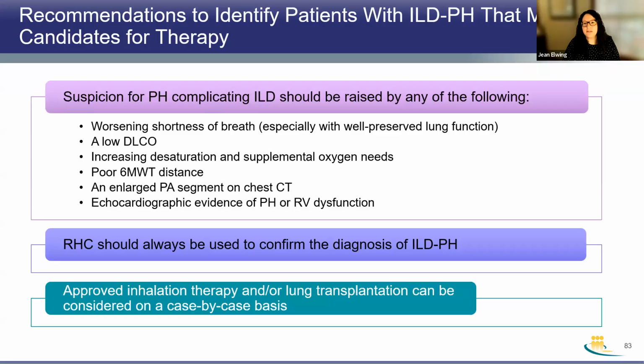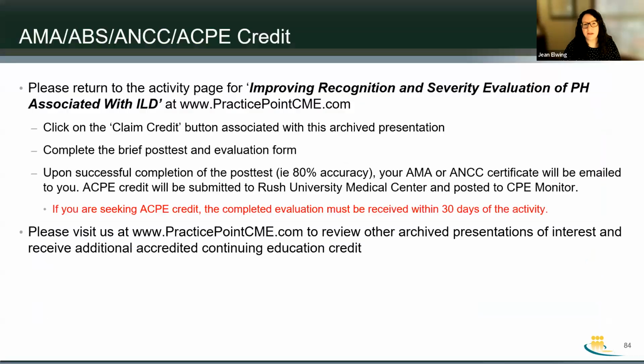So recommendations to take home: when you have suspicion, we need to look further for pulmonary hypertension and use right heart catheterization to confirm this condition. And look for inhaled therapies for our patients, like inhaled treprostinil, which has been FDA approved, and refer for transplant in the appropriate patients.